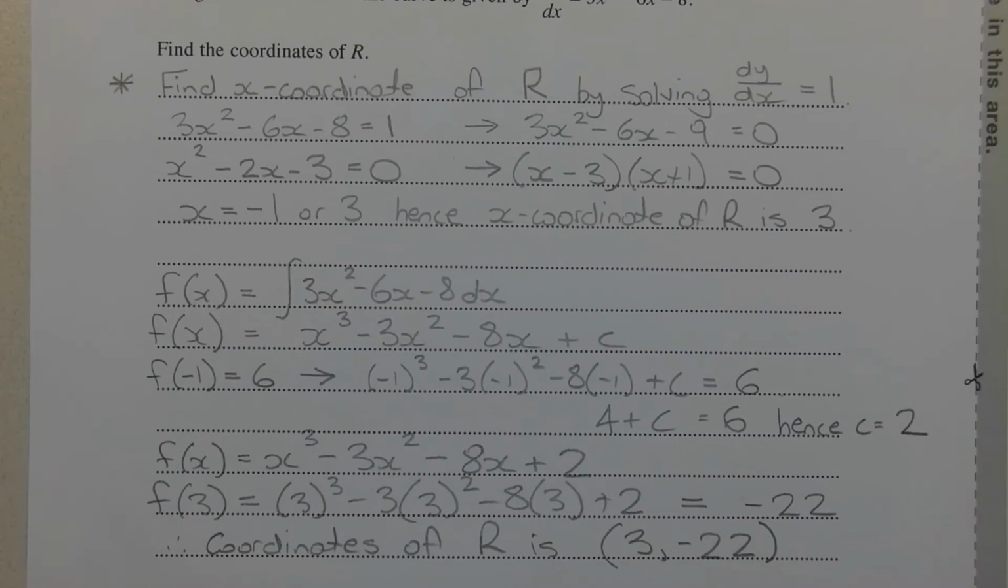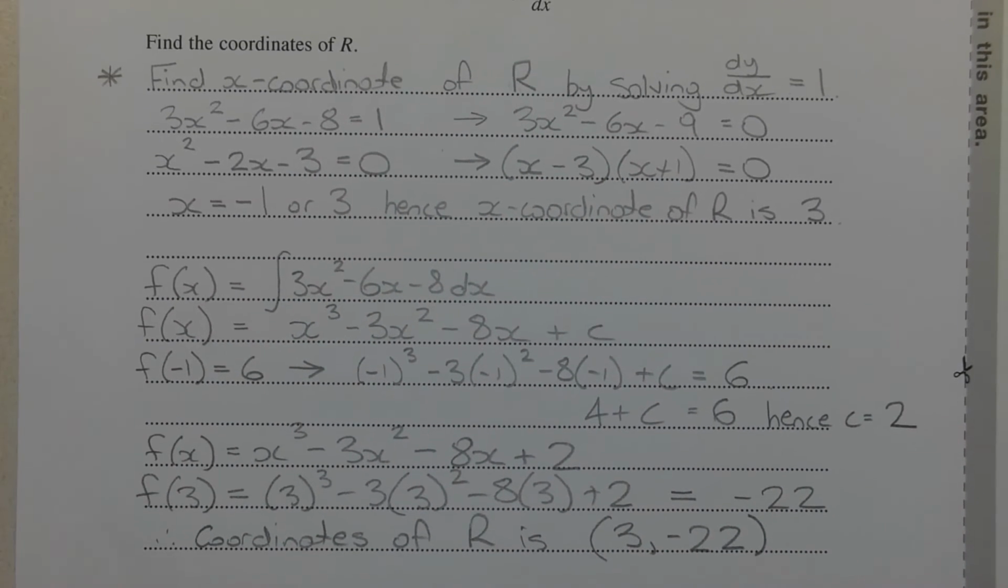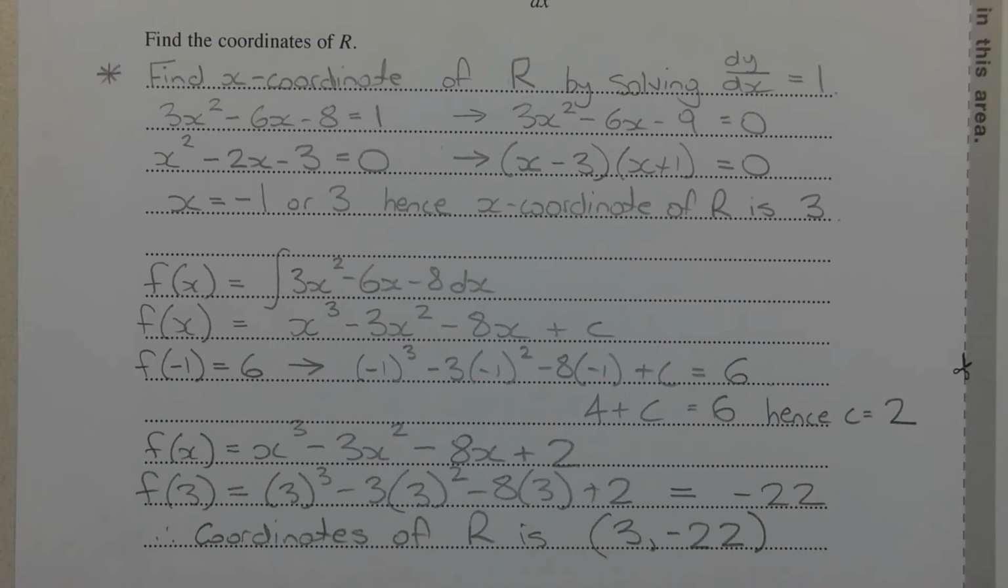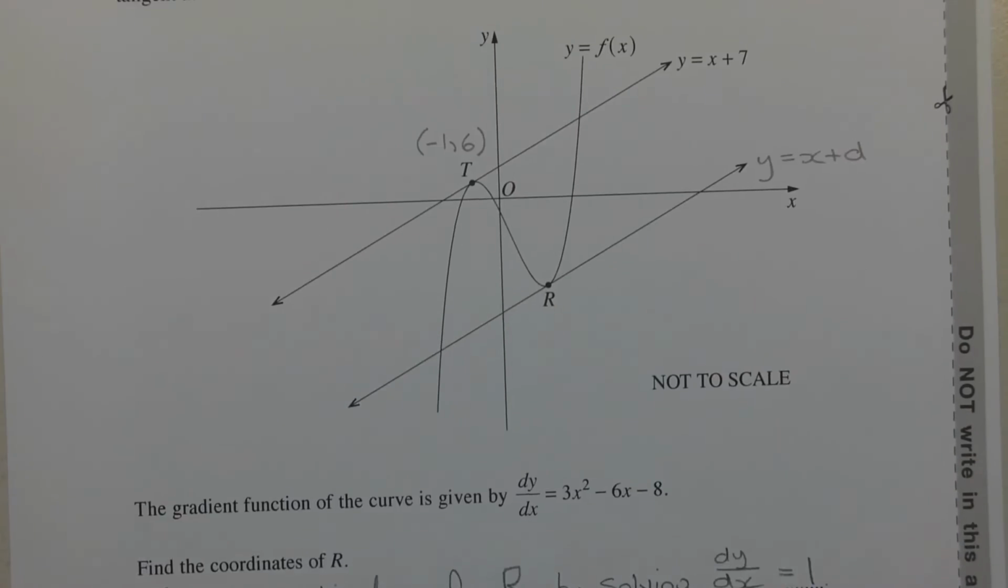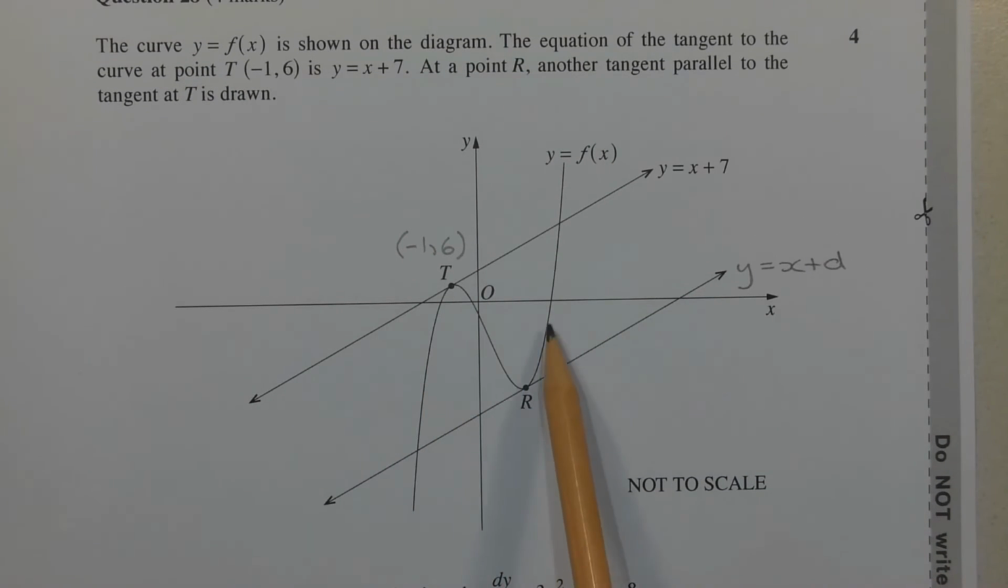So now we have an equation for the primitive function. In other words, f of x is equal to x cubed minus 3x squared minus 8x plus 2. And that is the equation of this graph here.